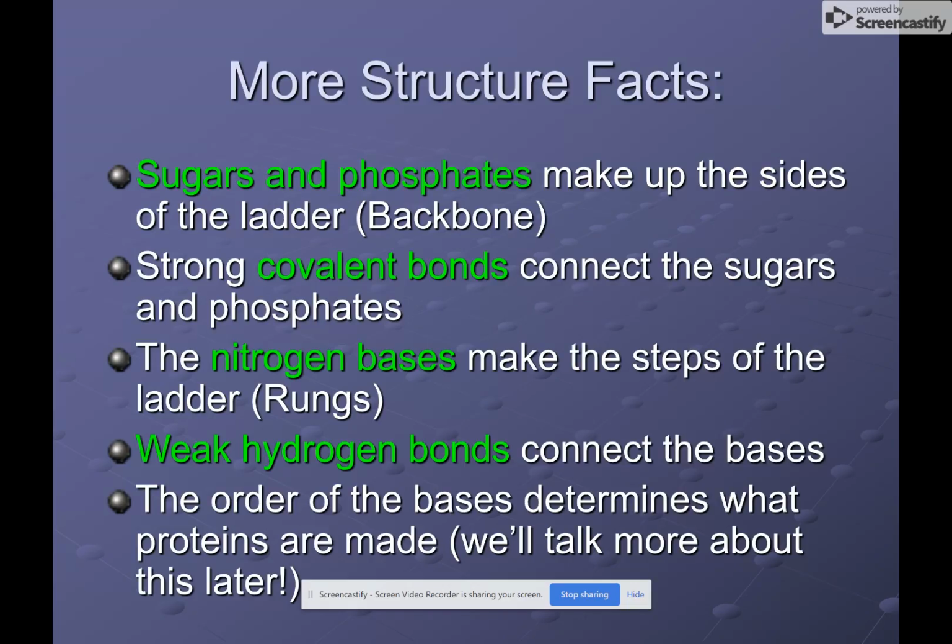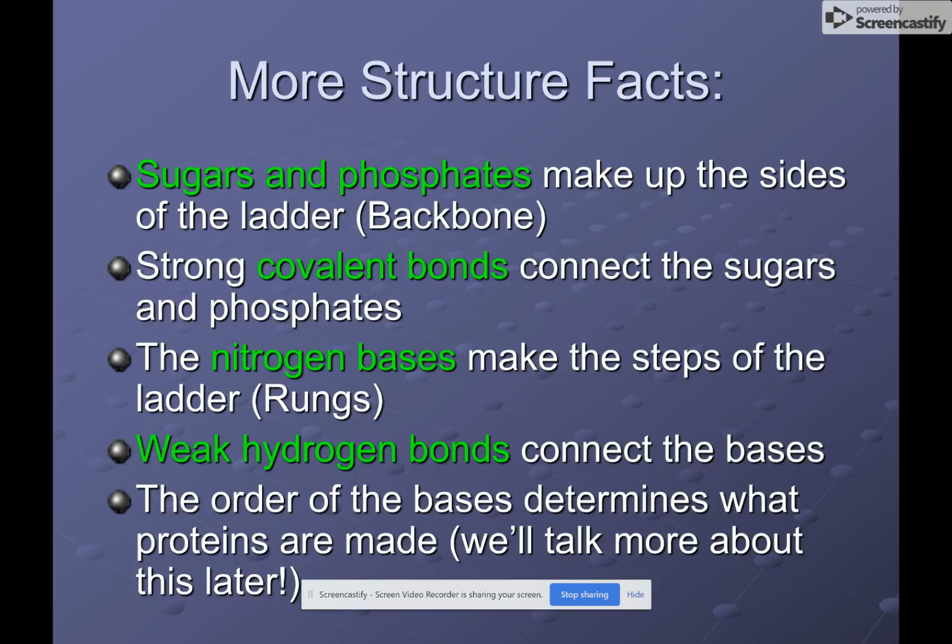A few more facts about this. You have the backbone, or the sides of the ladder, that is made up of sugar and phosphate. Those are made up of really strong bonds. They're called strong covalent bonds. I call them phosphate bonds, but they're not easily broken. We don't want our DNA to be damaged, so we need these to basically protect the bases and the order of the bases that we have.